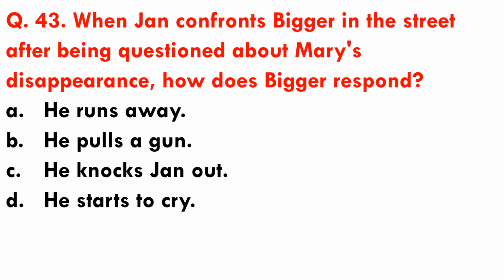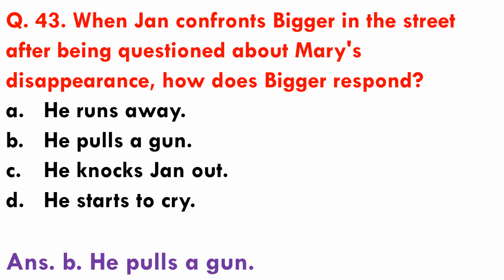Question number 43. When Jan confronts Bigger in the street after being questioned about Mary's disappearance, how does Bigger respond? Options are A. He runs away, B. He pulls a gun, C. He knocks Jan out, D. He starts to cry. So the correct answer is option B, that is Bigger pulls a gun when confronted by Jan in the street after being questioned about Mary's disappearance.